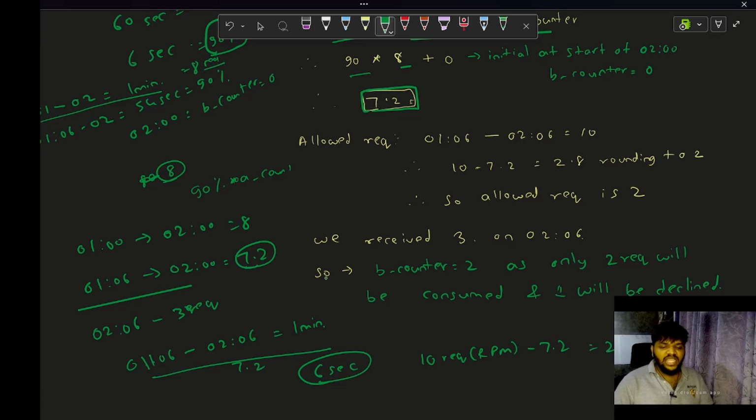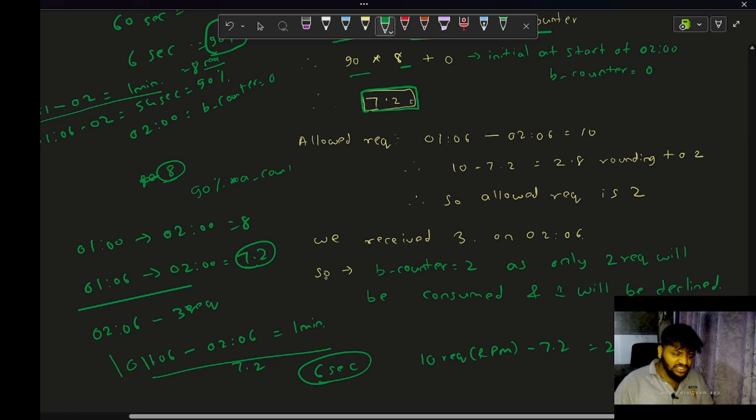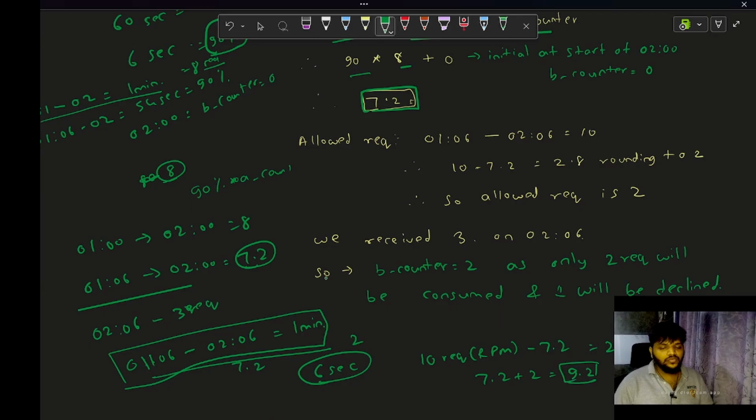So technically I should entertain only 2.8 requests, rounding off to 2, because I am taking a flooring value. So rounding off to 2 means what? Means in this particular window I should entertain only 2 requests. So 7.2 plus 2 is equal to 9.2, which is less than 10. So we derive to this value of 2.